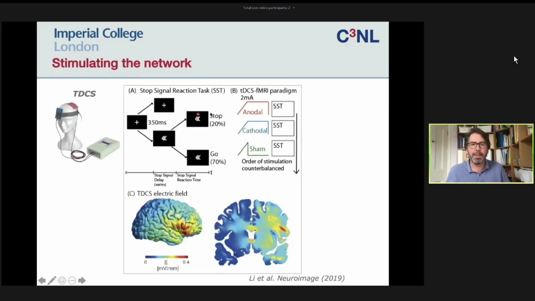So we used, as I said, the stop signal task. We had a setup where we were using anodal or cathodal stimulation and also sham stimulation. And this is the electric field map of the stimulation location. So we were trying to stimulate the inferior frontal gyrus and also the underlying anterior insula.